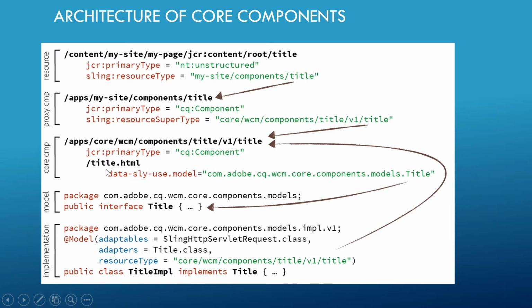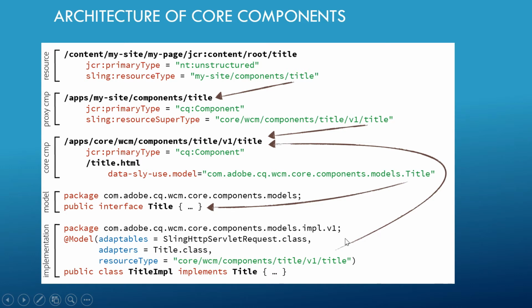Now, this title.html is using the model models.Title. It's not using any versioned model; this is an interface, the core title interface. But the implementation is provided by the specific resource type. The core WCM components title v1 is the core component resource type. So here we are just using the models Title interface, but the actual implementation is provided by this specific resource type.